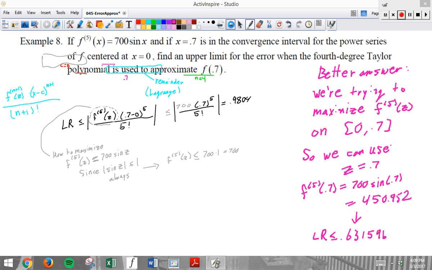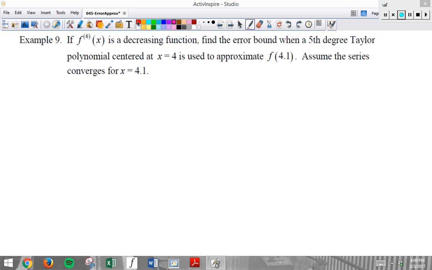Okay, last example. Okay, so here they tell you something interesting. Let's highlight it. That's a decreasing function. I bet that'll be important. Find the error-bound Lagrange remainder when a fifth degree Taylor polynomial centered at x equals 4 is used to approximate f of 4.1. Assume the series converges for x equals 4.1. That's just telling you that the series is working. Remember, the first thing we talked about was we needed it to converge.